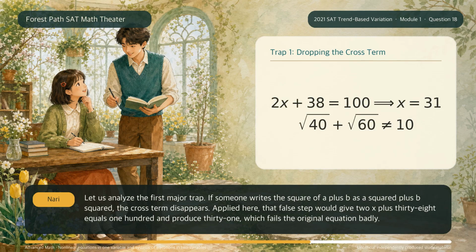Let us analyze the first major trap. If someone writes the square of a plus b as a squared plus b squared, the cross term disappears. Applied here, that false step would give 2x plus 38 equals 100 and produce 31, which fails the original equation badly.